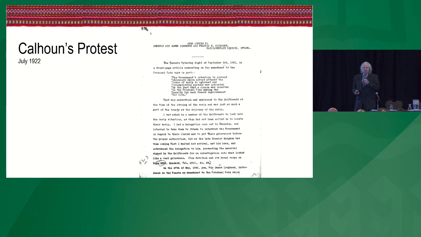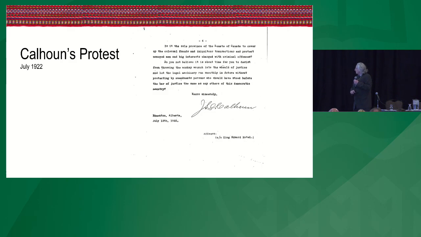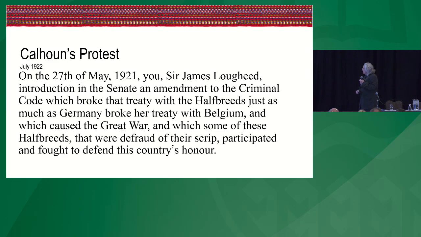This guy who had sponsored, helped the Métis out, Lafferty, with the petition, a man named Calhoun, he goes bonkers, and he starts petitioning. He is really, really annoyed. And this is it here. I'll read it out now. On the 27th of May, 1921, you, Sir James Lougheed, introduced in the Senate an amendment to the Criminal Code which broke that treaty with the half-breeds just as much as Germany broke her treaty with Belgium, and which caused the Great War, in which some of these half-breeds who were defrauded of their scrip participated and fought in the defence of the country. Moral argument, right?